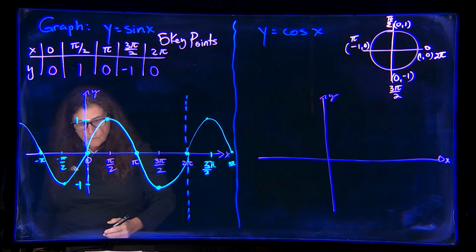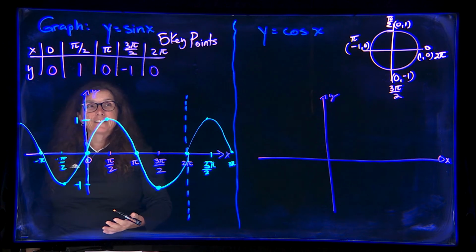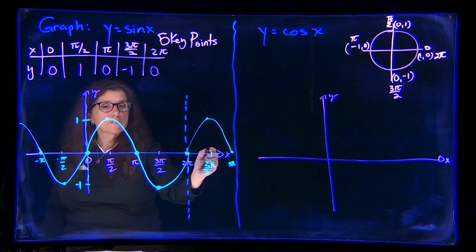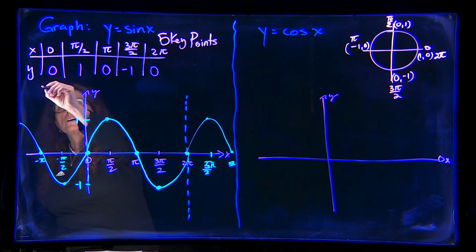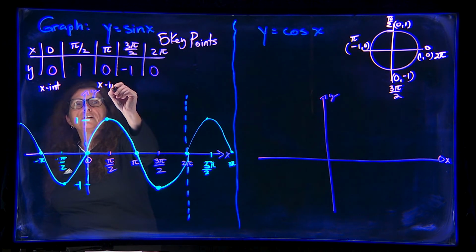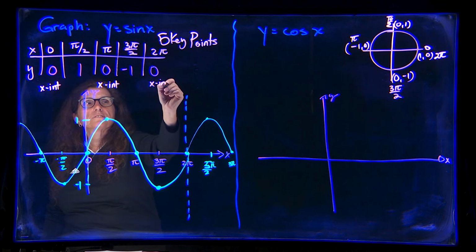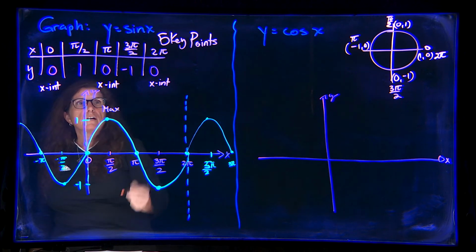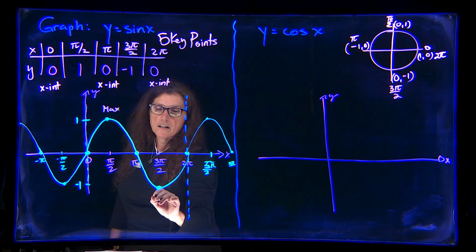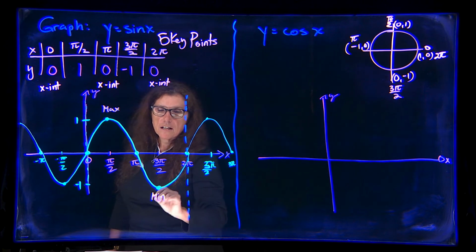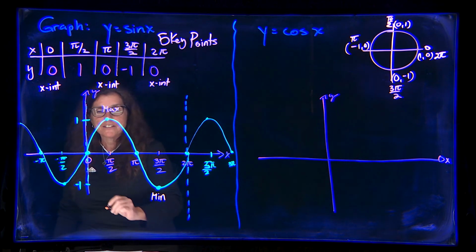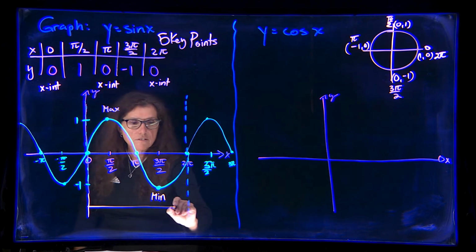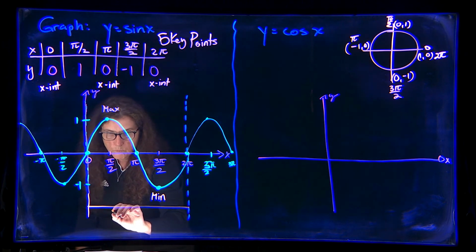Now, what we are graphing here are the intercepts and then the maximum and the minimum. So where the graph crosses the x-axis, these are our x-intercepts. And at pi over 2 we have a maximum, and at 3 pi over 2 we have a minimum. And that is the plain sine function. It starts at 0 and it ends up at 2 pi, and that's one period.